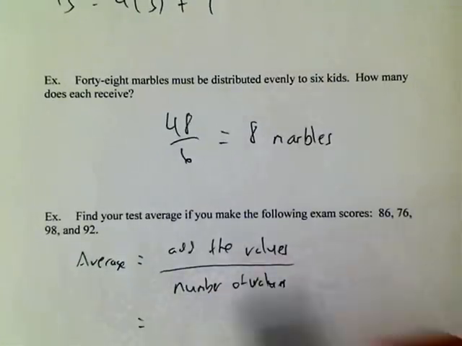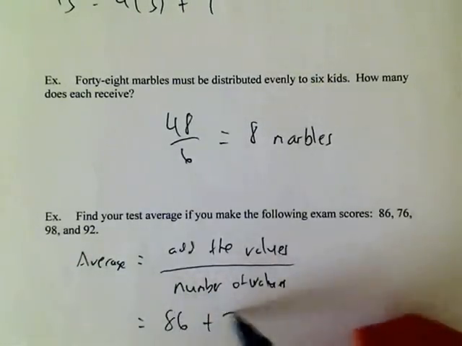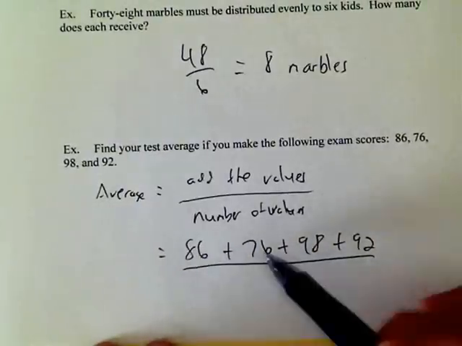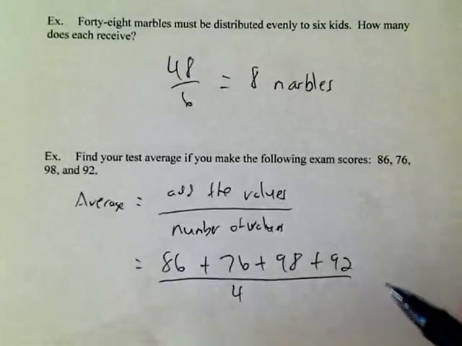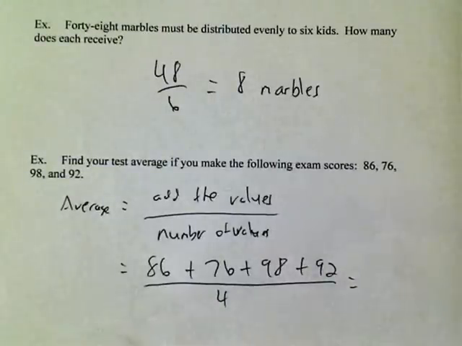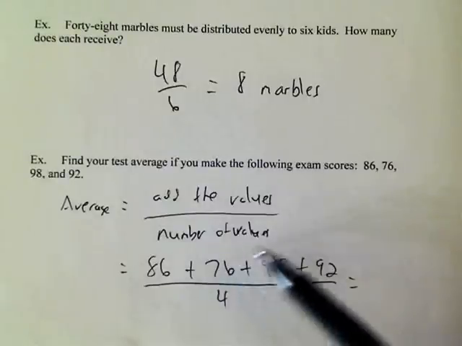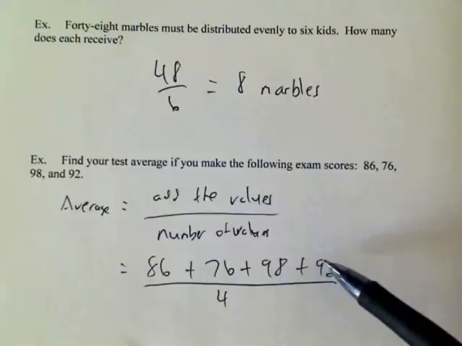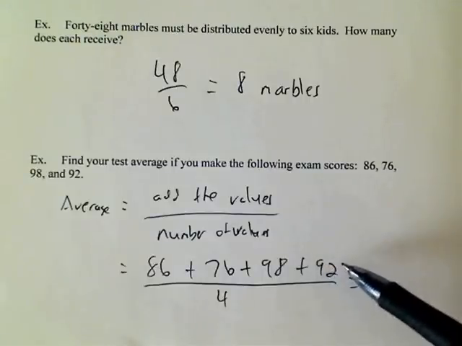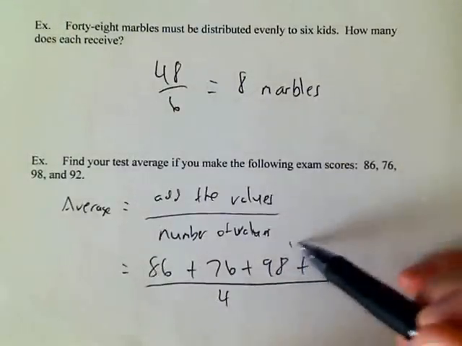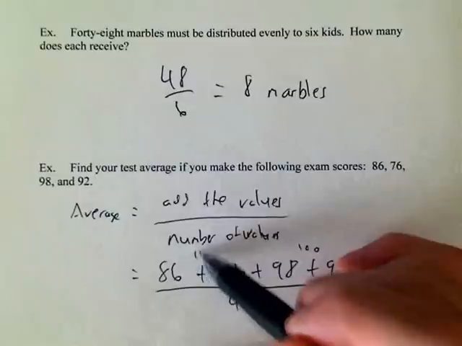And so for this one, we're going to take our values 86, 76, 98, and 92. We're going to add those all together. And since we have 1, 2, 3, 4 of them, we're going to divide by 4 and see what results. So when you take 86 plus 76 plus 98 plus 92, what do we get? 86 and 76 is 162. 98 and 92 is 190. So we had 190. Let me write that down. 190 and 162.